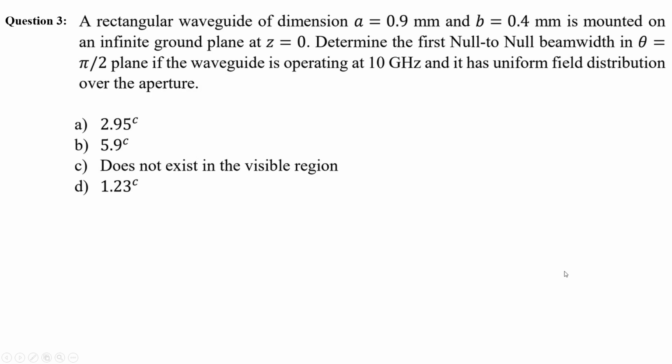In question 3, a rectangular waveguide of dimensions A, which is 0.9 millimeters, and B, which is 0.4 millimeters, is mounted on an infinite ground plane at z equals 0. We have to determine the first null to null beam width in the theta = pi/2 plane, if the waveguide is operating at 10 GHz and has a uniform field distribution over the aperture. So a waveguide is mounted on an infinite ground plane, so it is kind of a slot, and we have to determine the first null to null beam width. I hope the question is clear.